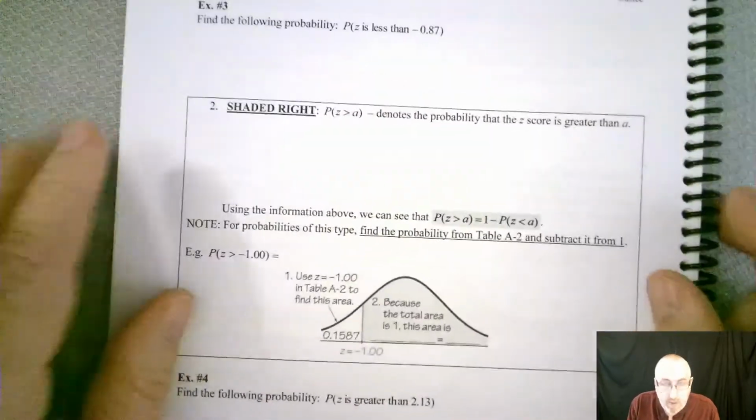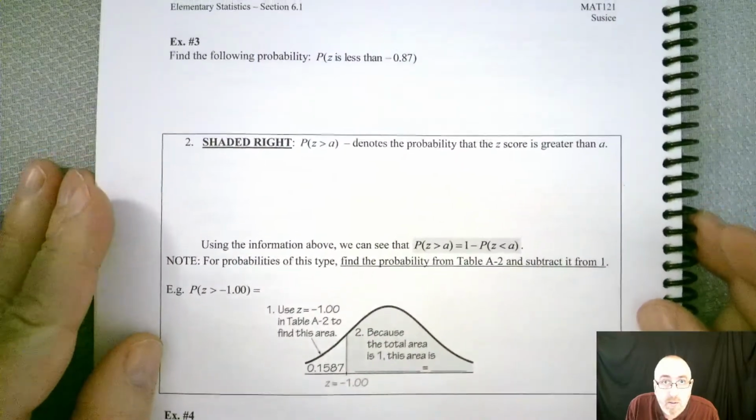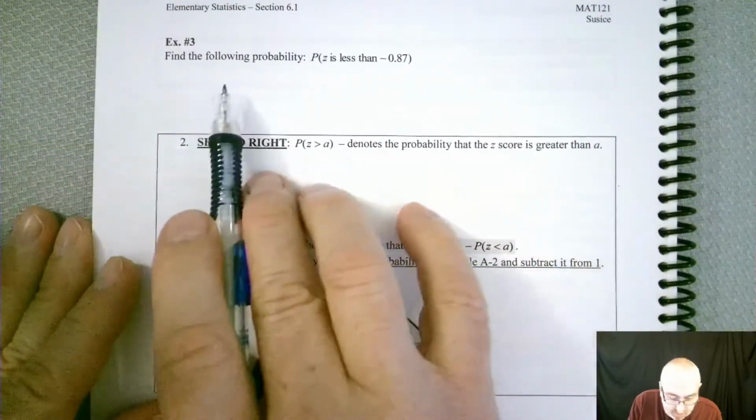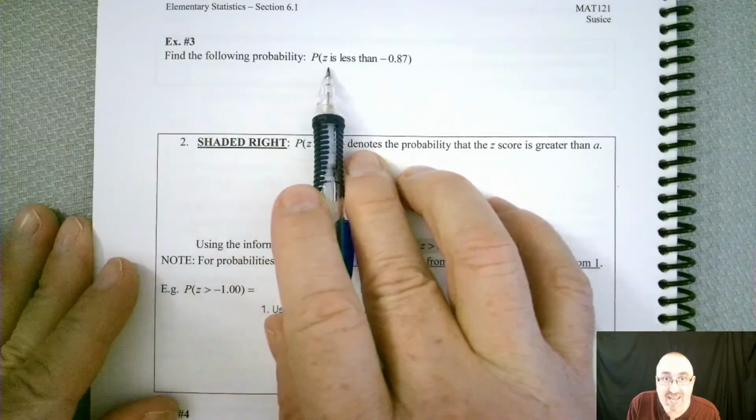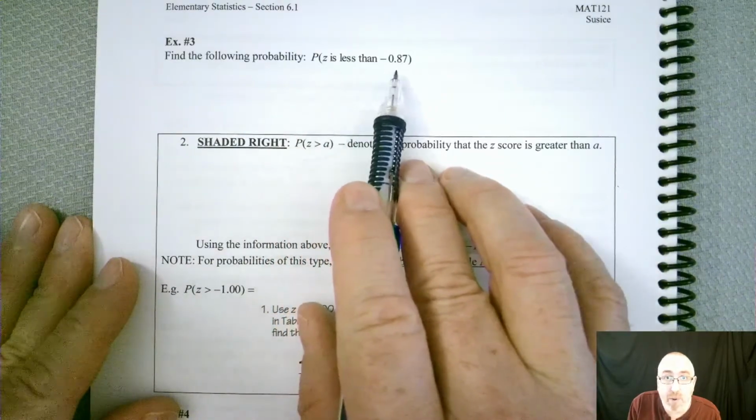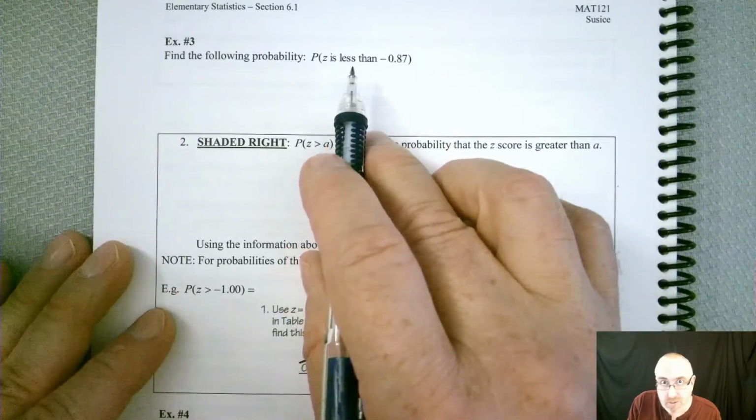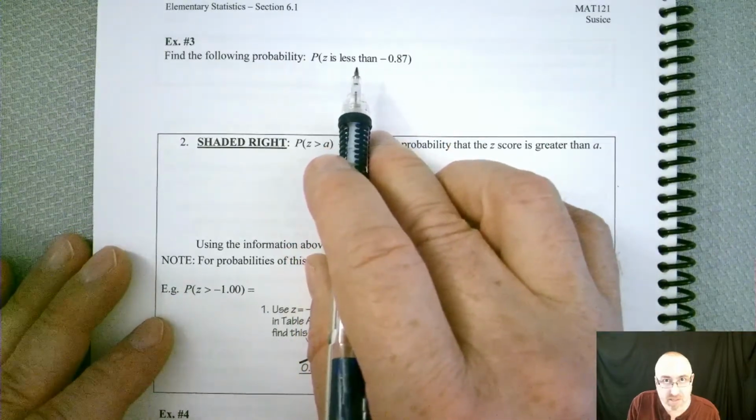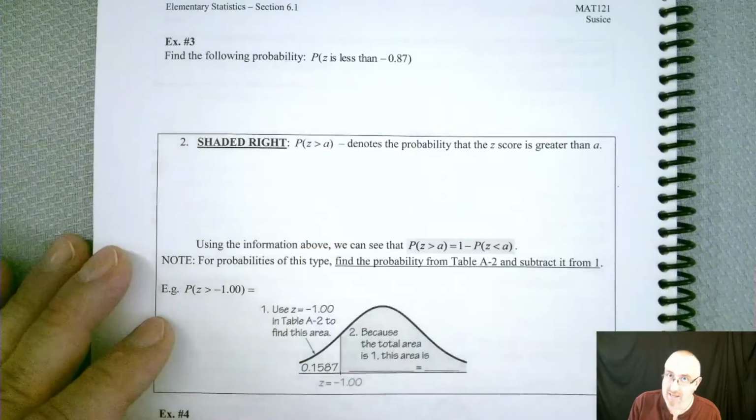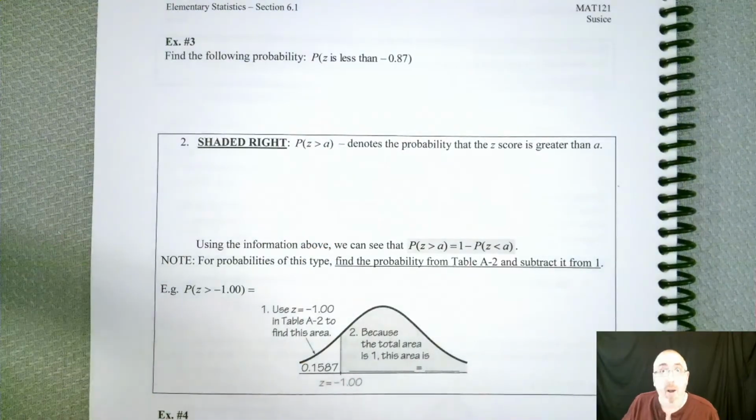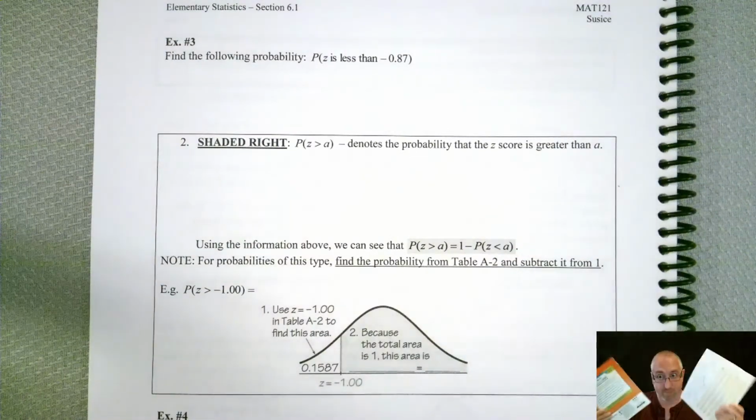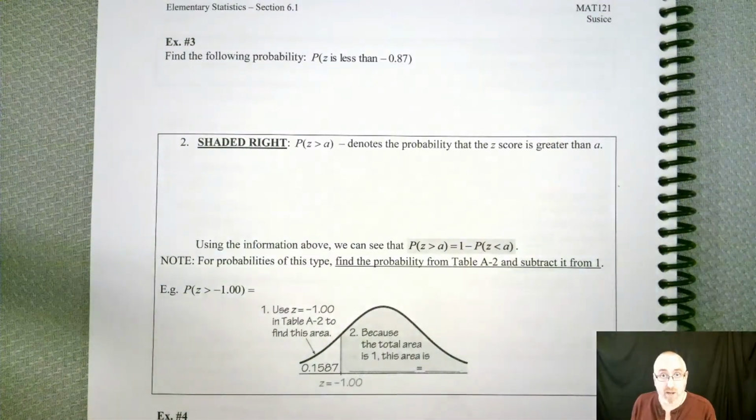So that's the first case, but let's just do one more just to really sink it home. So we need to find the following probability: z is less than negative 0.87. Now, they could put it in words, they could use inequalities, it all means the same thing. Less than means left, it's shaded to the left. But there's two tables in your book. So which table are you looking at?